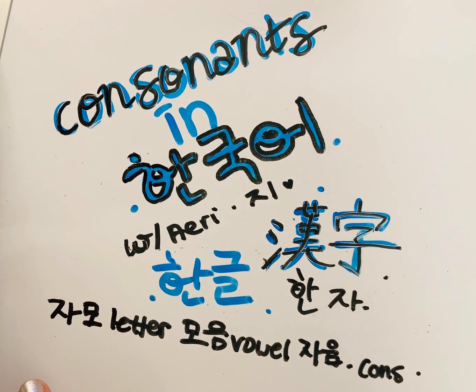For those of you that like to know terms, we have the one for letter, 자모, vowel, 모음, and diphthong, 이중모음, and then the word for consonants, 자음. So let's get started on learning the 자음 today.